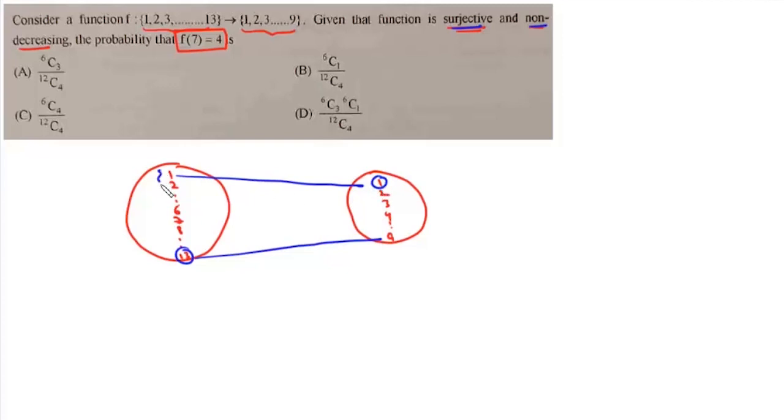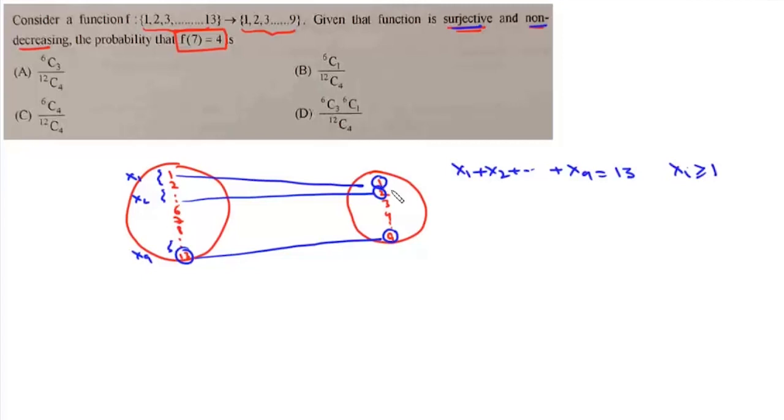Now what we'll do is we'll say these first two, say x1, they'll be mapped to 1, then x2, they'll be mapped to 2, and then we'll have x9, which are mapped to 9. So x1 plus x2 plus ... plus x9 must be equal to 13, where each xi must be greater than or equal to 1.